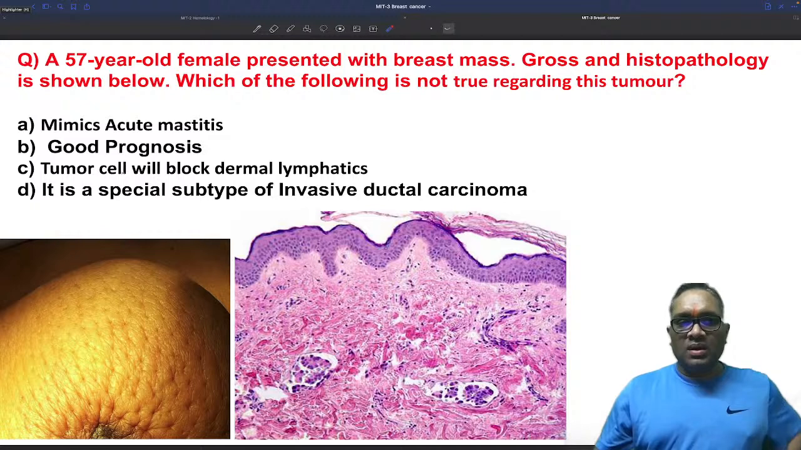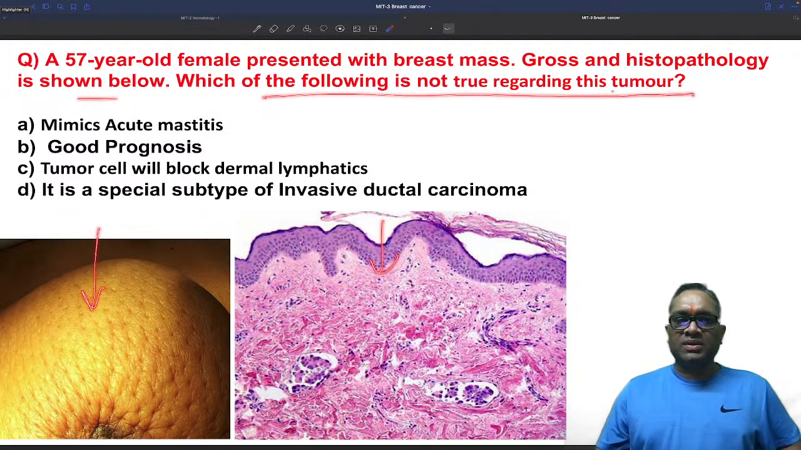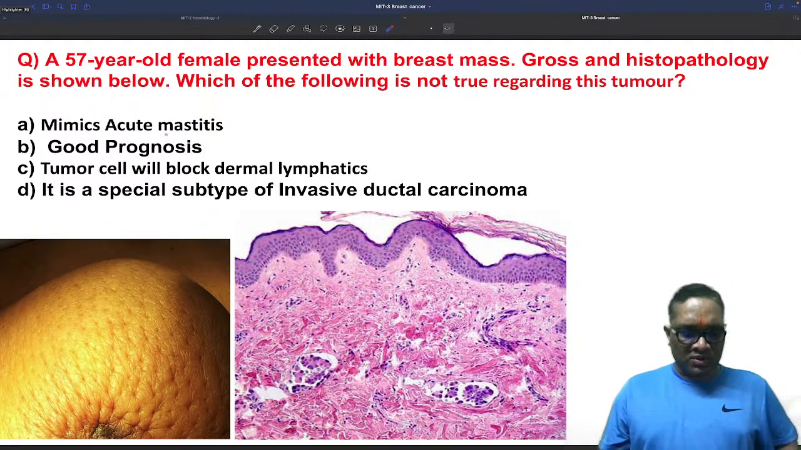Right. Now coming to the next question. A 57-year-old female presented with a breast mass. Gross and histopathology is given below. Which of the following is not true regarding this tumor? So tell me, what should be the right answer here?